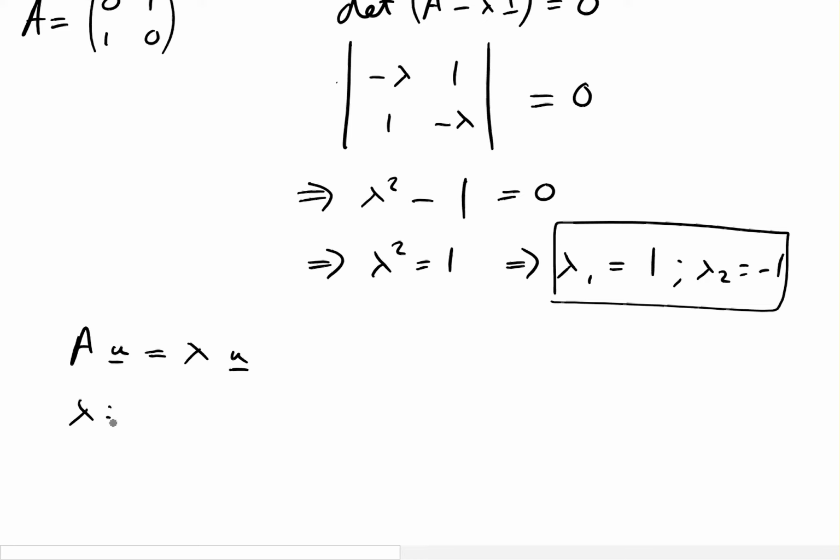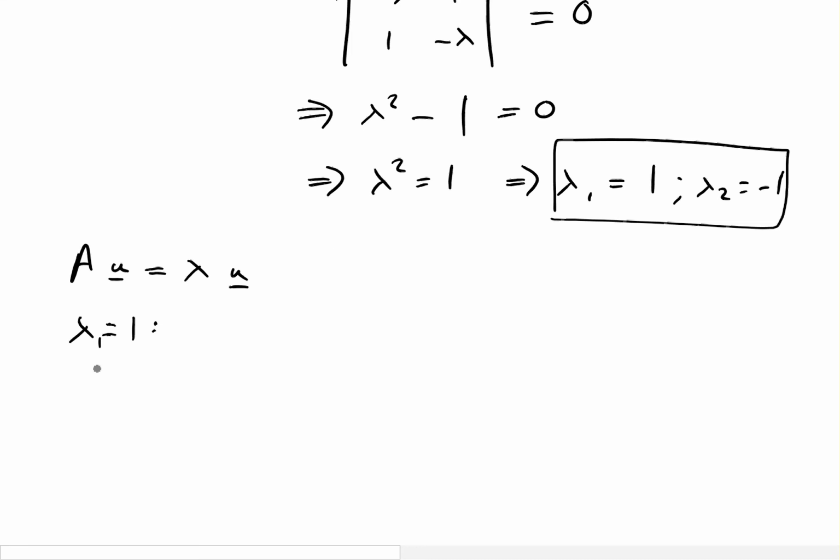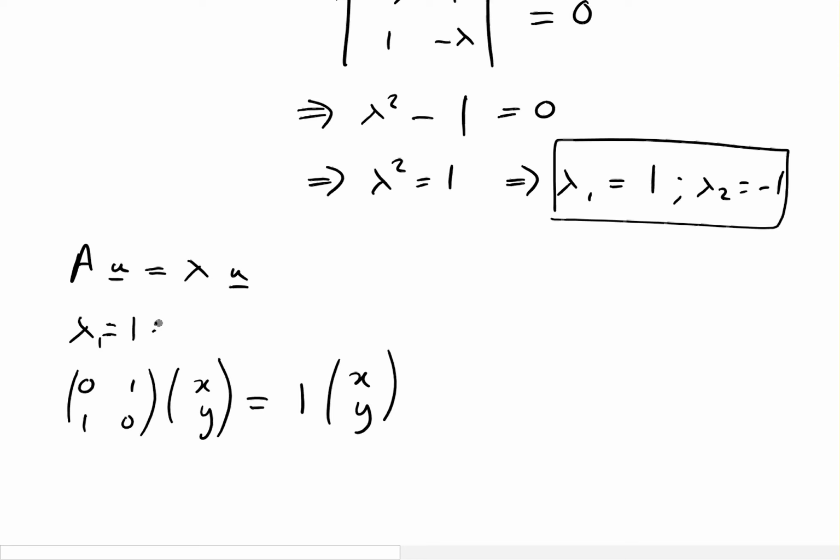So when lambda equals 1, so lambda 1 equals 1, I'm going to end up with A, which is 0, 1, 1, 0, times u, which is just my variables, x and y. That's going to be equal to 1 times my variables again, so u, x and y. I'm reluctant to use x because this is kind of my general points, but I want to distinguish my general points from my eigenvectors. So that's the reason why I'm using u.